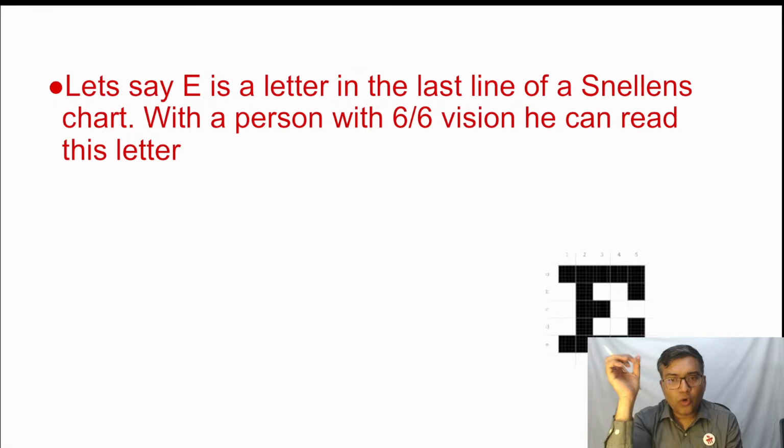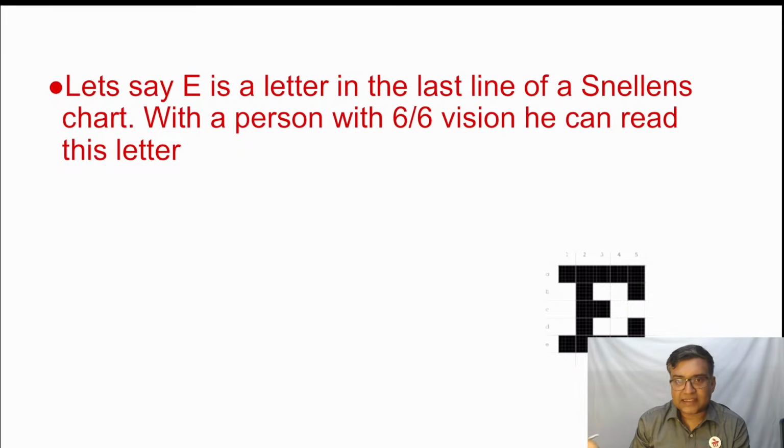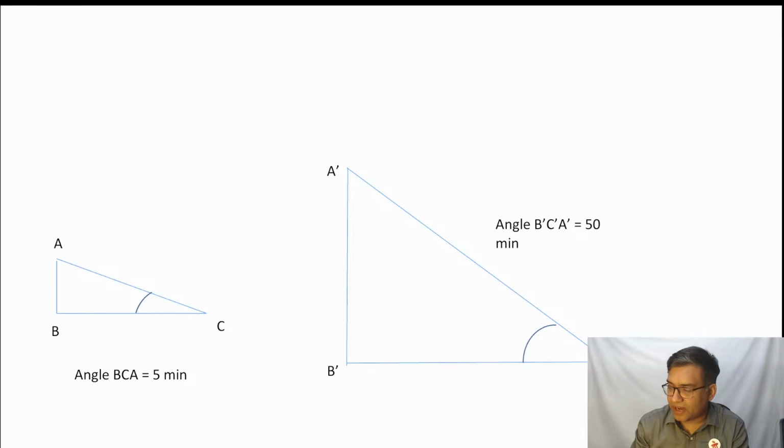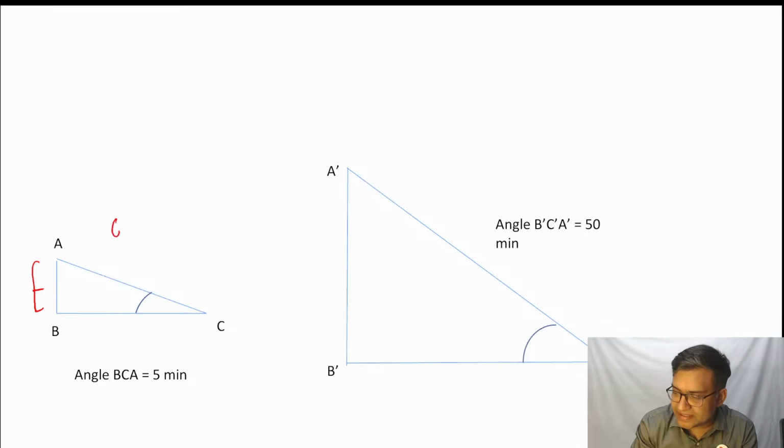Now the question they have asked is, what is the angle that is subtended here? This angle that is subtended here is basically 5 minute of arc. So the smallest letter, if this is the E and it is 6/6, is subtending an angle of 5 minute of arc at 6 meter.